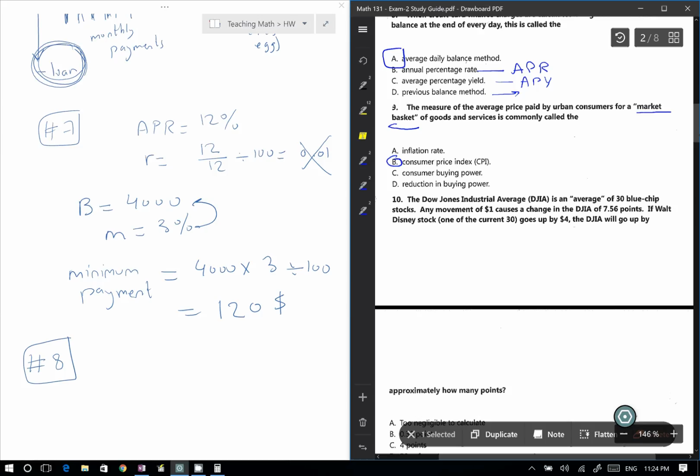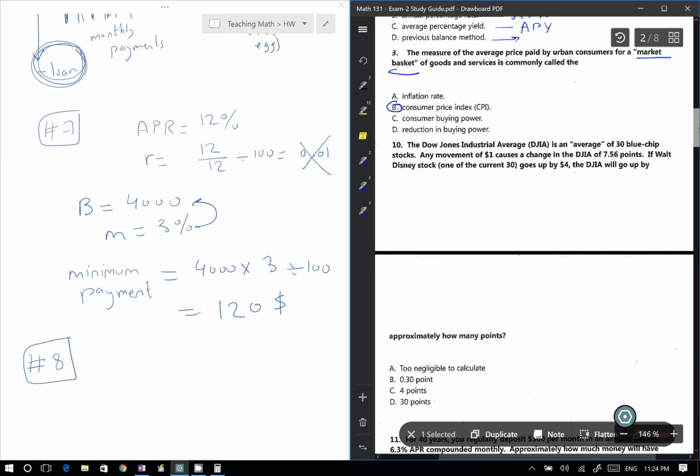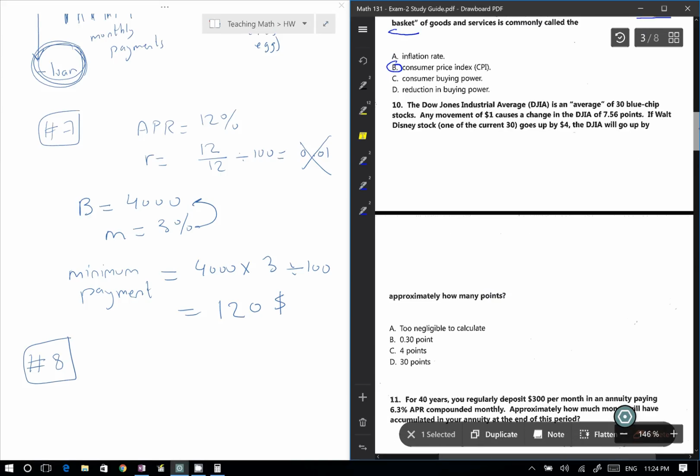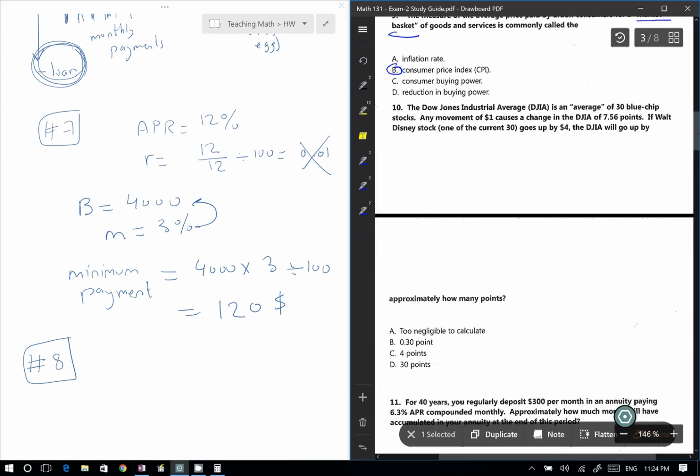Dow Jones Industrial. So these are definition questions. Dow Jones Industrial Average, DJIA, is an average of 30 blue chip stocks. Any movement of $1 causes a change. So $1 causes a change of 7.56 points on the Dow.